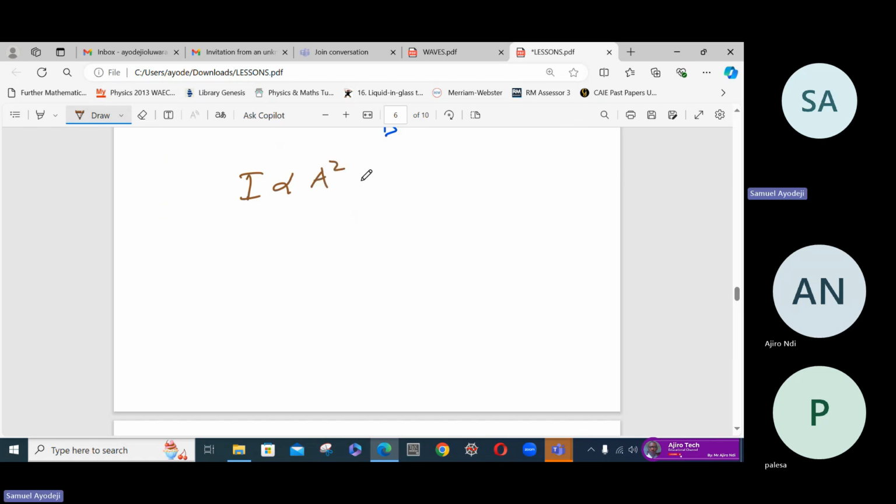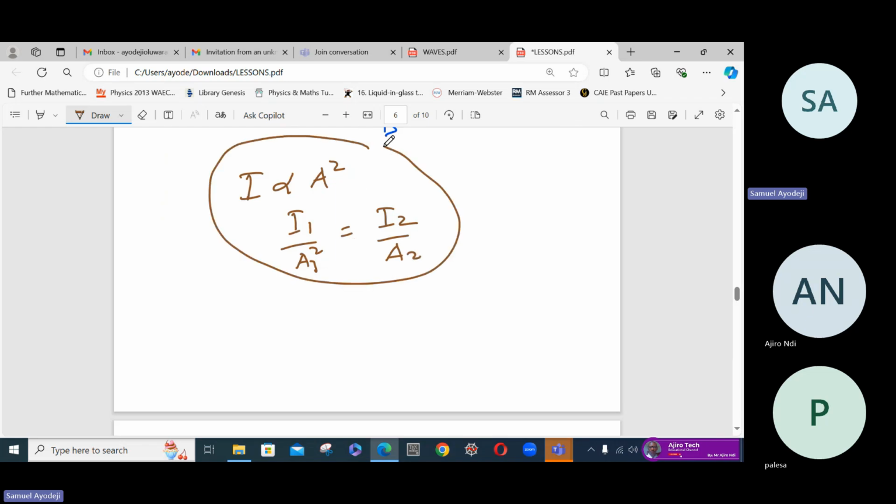That's 1. Meaning that you can have I1 proportional to A1 squared, and you also have I2 proportional to A2 squared. So note this down by hand. That's one factor affecting intensity. Intensity also varies as 1 over the square of the distance from the source, meaning that you can have I1 R1 squared equal to I2 R2 squared. R is the distance from the source, I is the intensity, A is the amplitude.